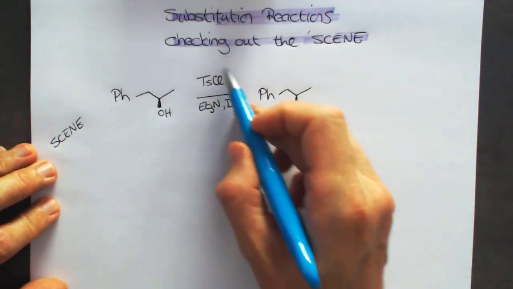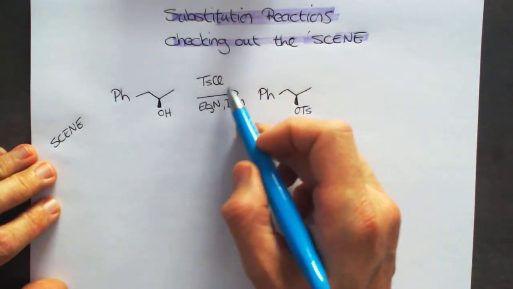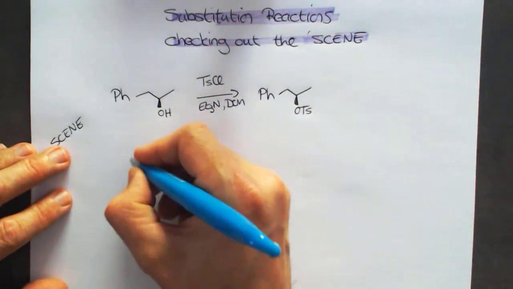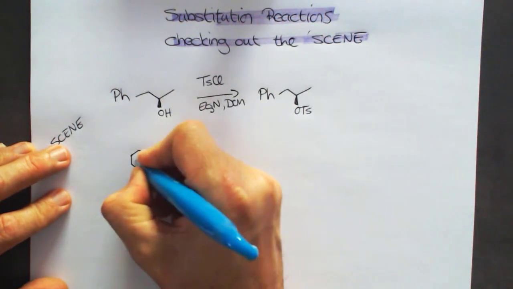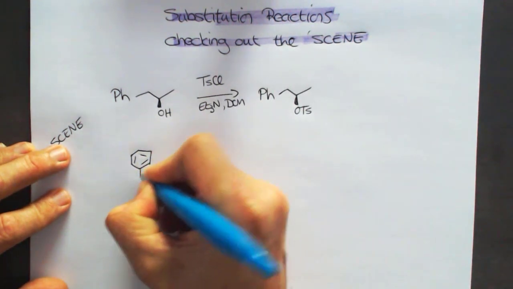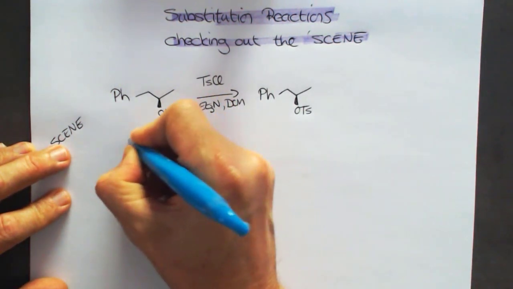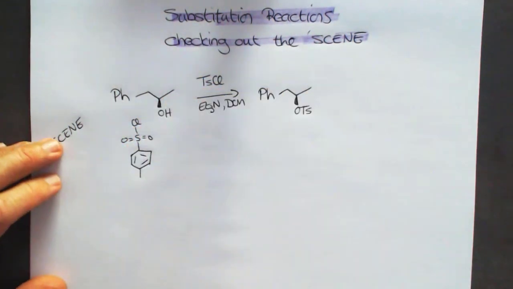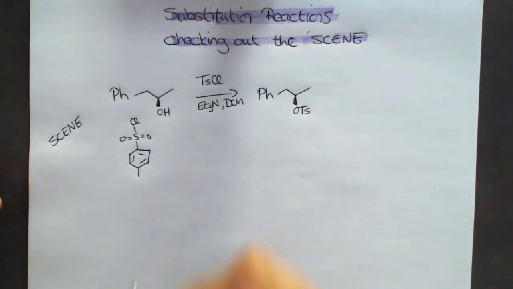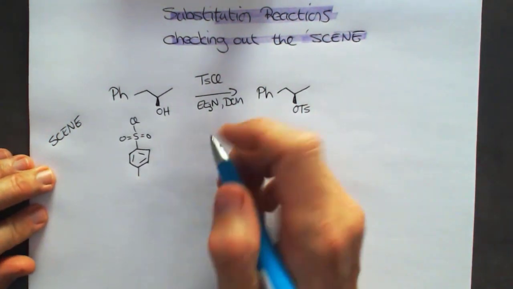I need to remind you again, you should remember this, but what does this tosyl chloride look like? So let's draw that out. Remember, it's paratoluene sulfonyl chloride. So it's the paratoluene, there's the sulfur over there, double bond oxygen, and a chlorine over there. Now, why is this actually a substitution reaction?